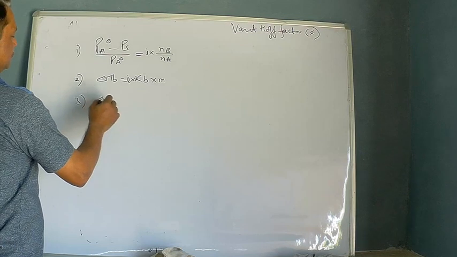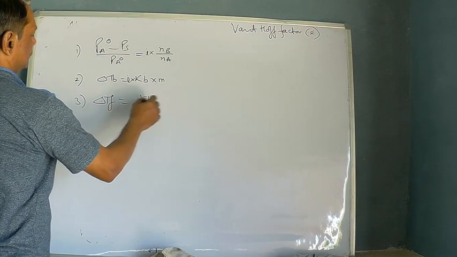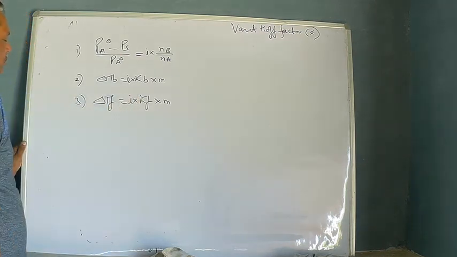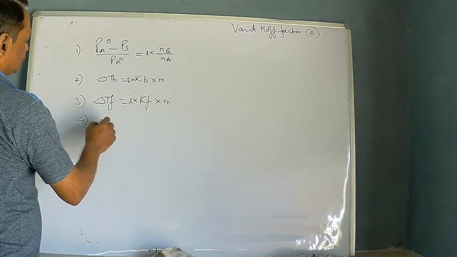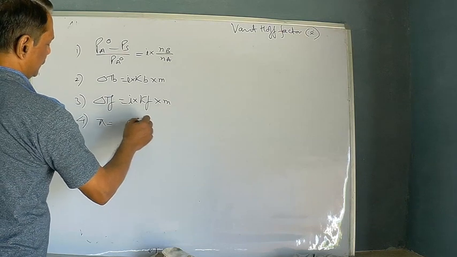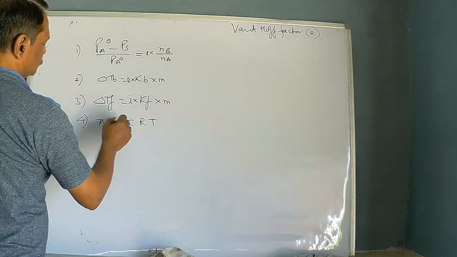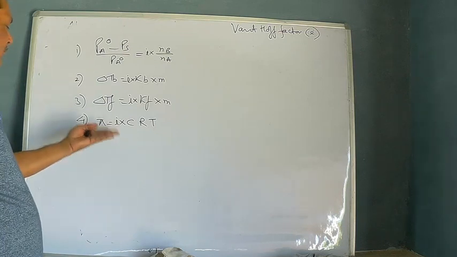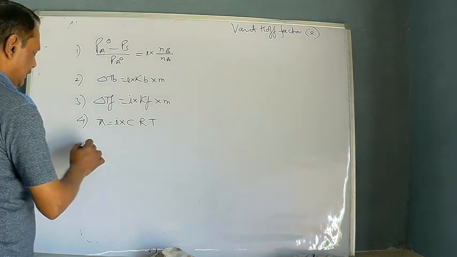Similarly, delta Tf, you studied Kf into M. Van 't Hoff suggested multiply by Van 't Hoff factor I. And you also studied osmotic pressure, pi equal to CRT. Again, you are supposed to multiply by Van 't Hoff factor I. So what is Van 't Hoff factor?